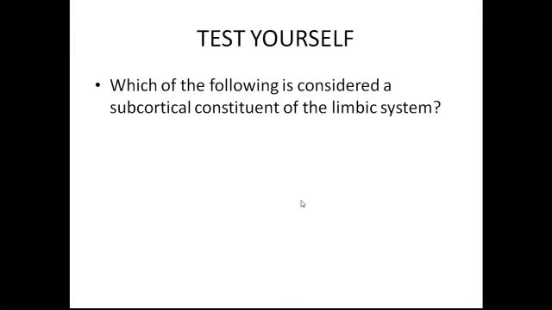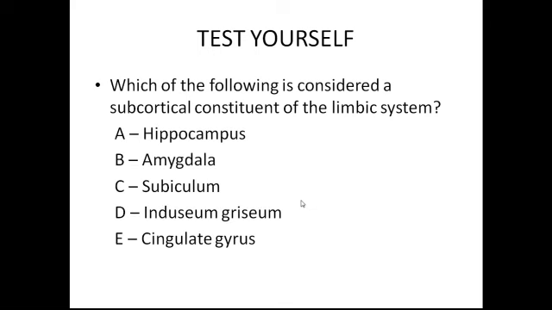Now test yourself. Which of the following is considered a subcortical constituent of the limbic system? You choose. Okay, amygdala is a subcortical structure. It's not part of the cerebral cortex. Thank you.